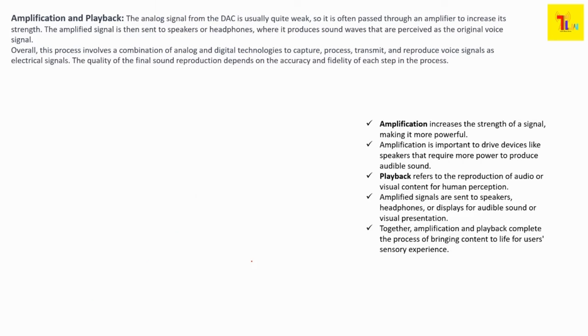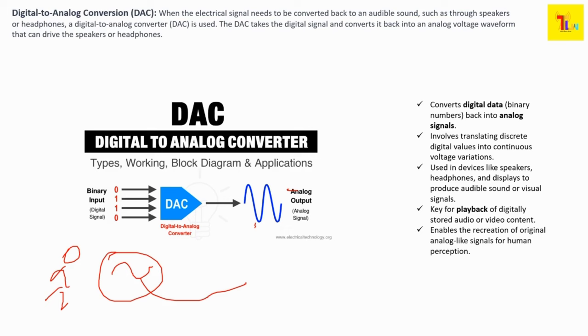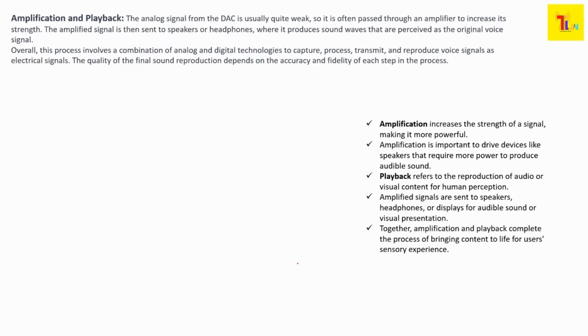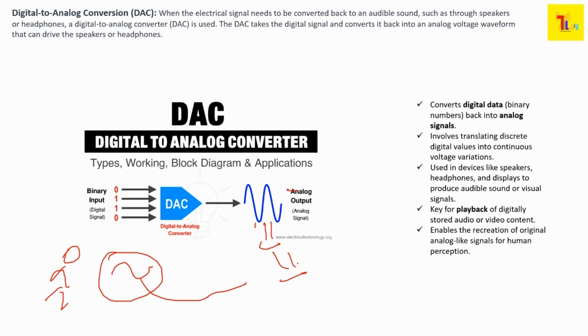Okay. Next is amplification and playback. After digital to analog conversion, we can amplify this signal. Like in a speaker, when we say hello in the microphone, the sound is increased by the speaker. The block responsible for increasing the volume is called amplification. Simply, we amplify the signal. Amplify means we are amplifying the amplitude.